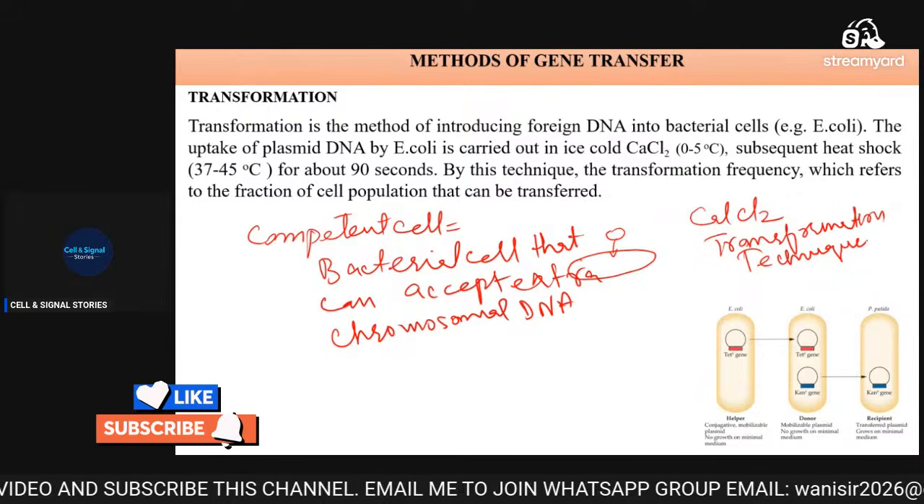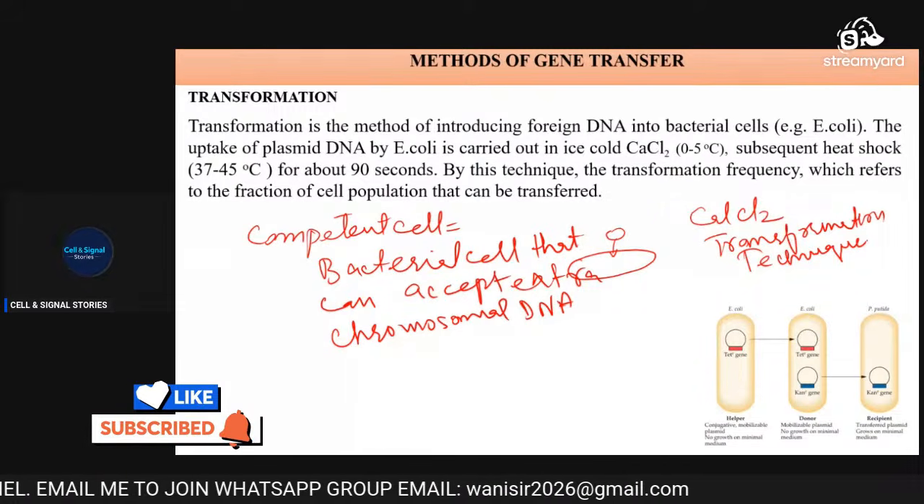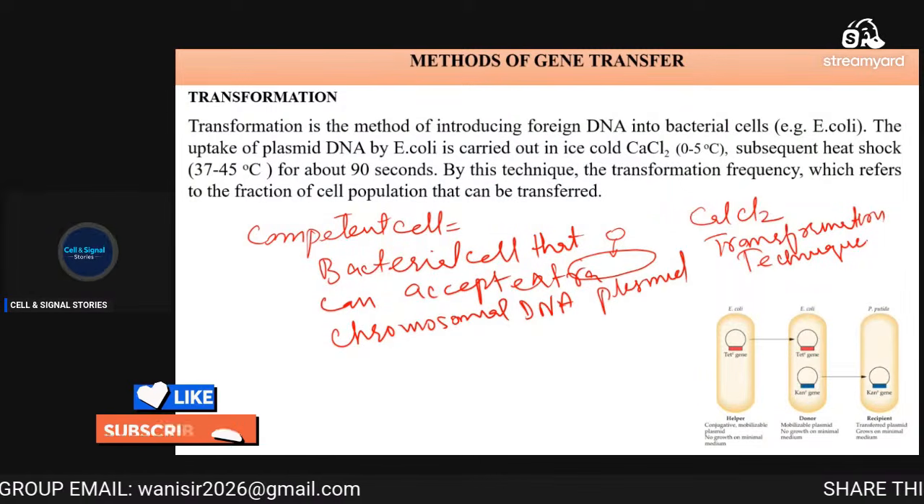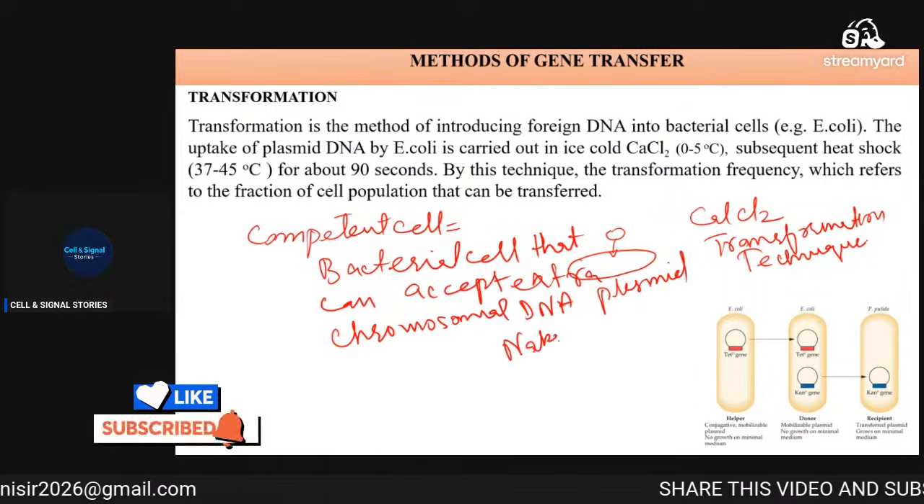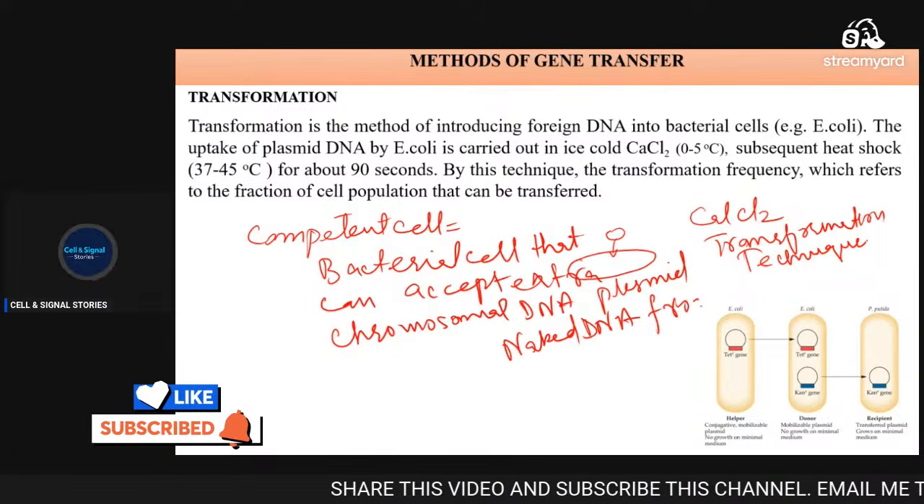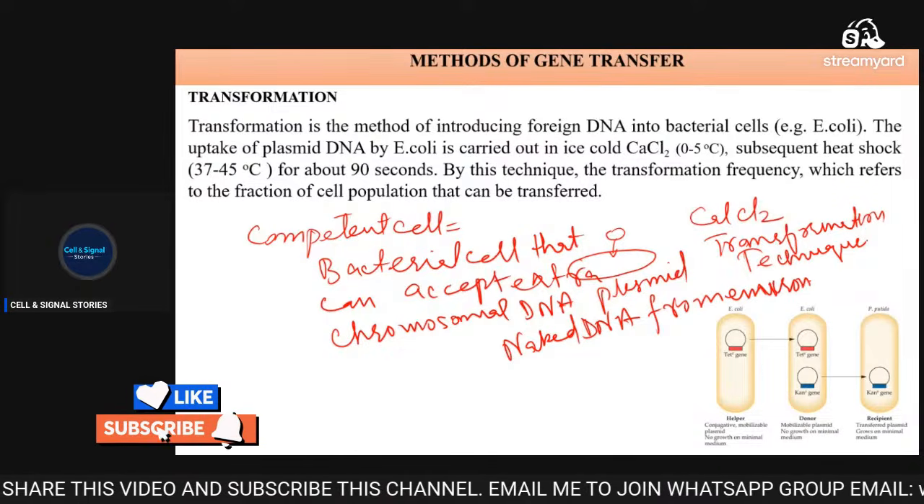This extra chromosomal DNA is also called a plasmid, and you need to remember it is a naked DNA from the environment.